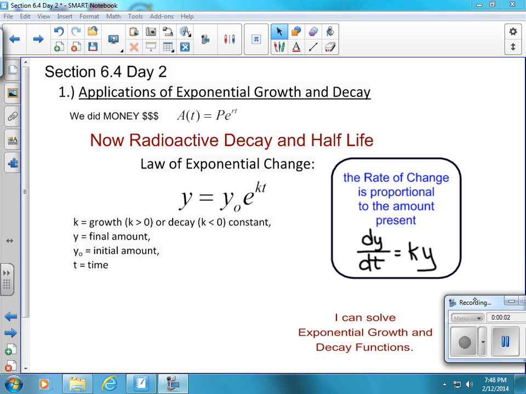Welcome to section 6.4, day 2, another adventure in chapter 6. In fact, the last adventure in chapter 6. Applications of exponential growth and decay.